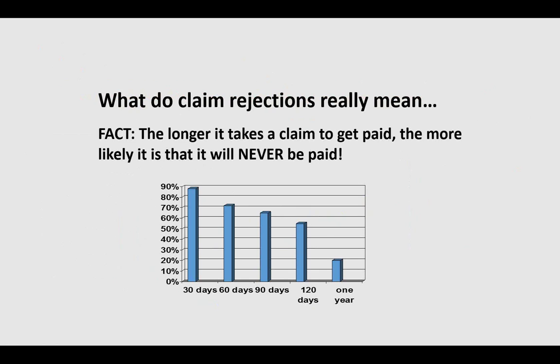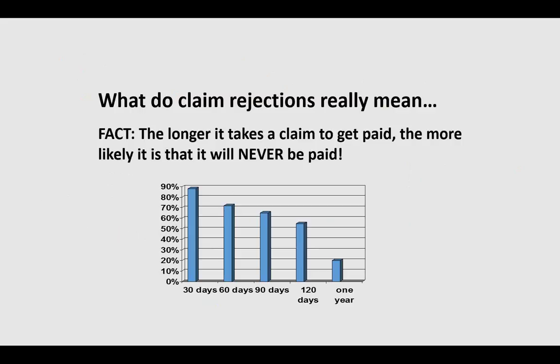Now you might be wondering, well, if the claims get rejected, so be it. We'll just rework them and resubmit them. Well, if you subscribe to the actual statistic that the longer it takes a claim to get paid, the more likely it is that it will never get paid, then you can understand the problem with claim rejections. And this is an actual statistic. If you look at claims that are out there for 30 days, you'll see that you have almost a 90% chance of getting them paid.